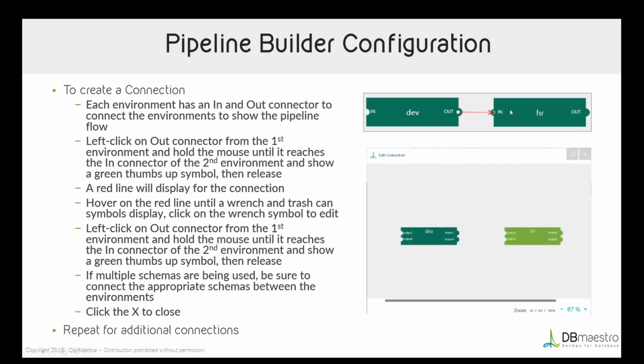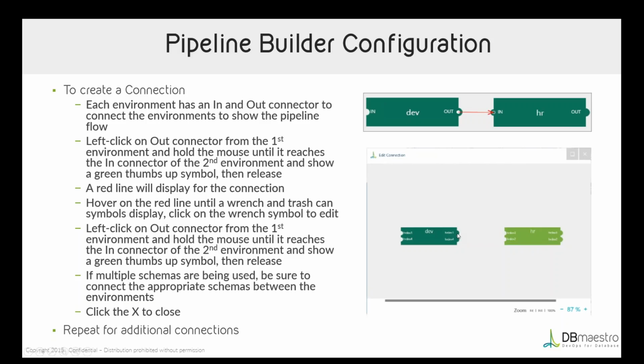In this case, I'm going from dev to HR. Then you hover over the red line and you get a wrench and a trash can. You click on the wrench and it brings up the connection. In this case, I have 2 schemas that make up these environments, so I have to connect them. Here they're called HR Dev 1 and HR Dev 4, and here it looks like 3 and 2. I have to tell it how these are aligned. Most likely HR Dev 1 goes to this one, to 3.